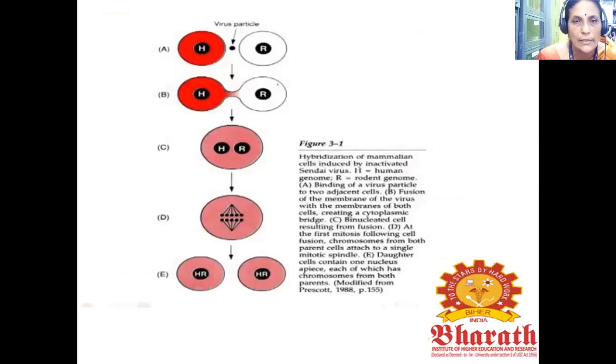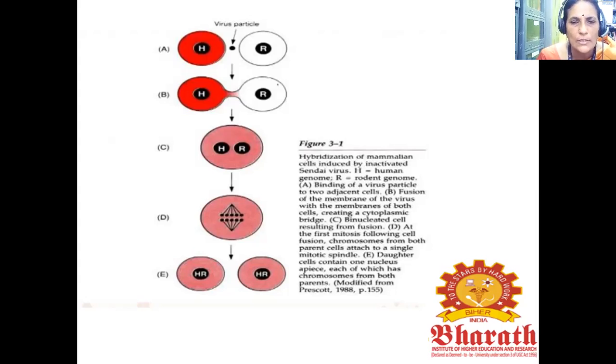See the picture, A to E. It shows the hybridization of mammalian cells induced by inactivated Sendai virus. H denotes the human genome and R is a rodent genome. In picture A, there is binding of virus particles to two adjacent cells. B shows the fusion of the membrane of the virus with the membranes of both cells, creating a cytoplasmic bridge. The third one is a binucleated cell resulting from fusion.